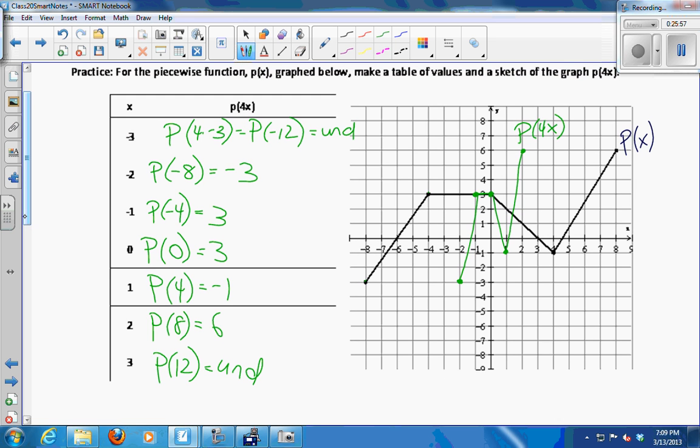So then I would go ahead and plot my points. I'd have -2, -3, which is this point right here. -1, 3, which is this point. 0, 3. 1, -1. And 2, 6. So I get all the same points whether I do the table or the graphing method.